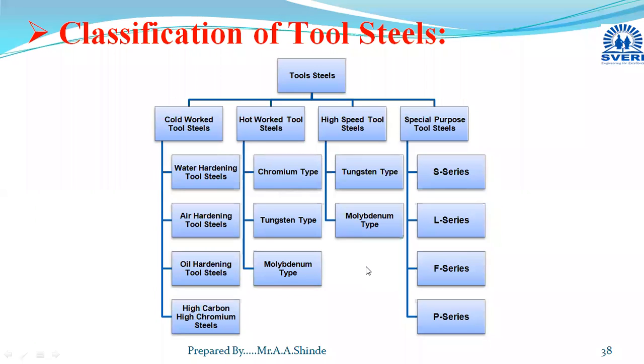In today's session, we are going to discuss the classification of the tool steels, how these tool steels are classified into different types. Basically, we use these tool steels for working operations. This working operation may be a cold working operation or a hot working operation, where we can do the shaping and different cutting operations of the metals with the help of these tool steels.